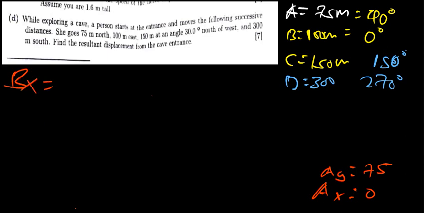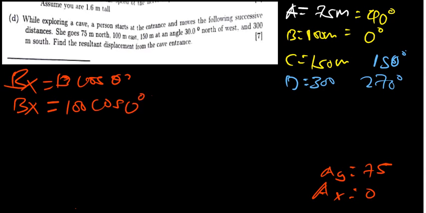Bx is going to be equal to B cos theta. Bx is going to be, B is what? 100 cos 0. We have cos 0 is going to be 1. It's positive, so it's going to be 100. Confirm. Cos 0 is 1, so 1 times 100 is 100. So we are going to have Bx equal to 100.